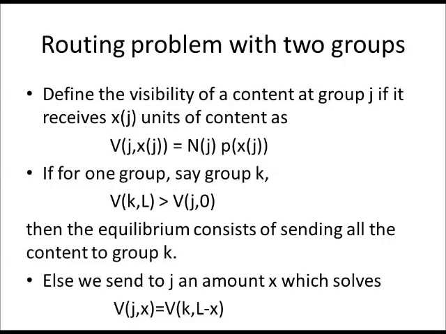If the above condition doesn't hold, then there exists a mixed equilibrium. So this is an equilibrium in which we route content to both groups. The amount x that we send to group j has to solve the following. In that case, Vj(x) has to be equal to Vk(L minus x). And this is how we compute, in fact, the equilibrium solution. It just states that at equilibrium, the utilities on both paths are the same.